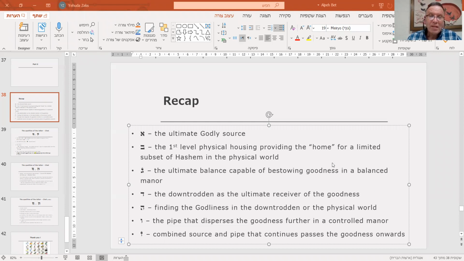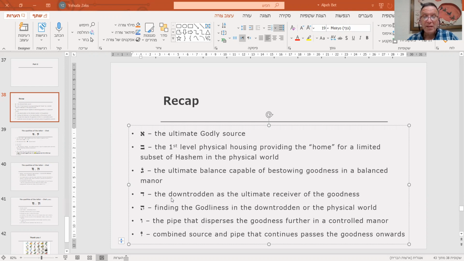So what we said is that the Aleph, Bet, and Gimel together are the ultimate givers. The Aleph is the ultimate giver, representing Hashem, representing God. The Bet provides some sort of housing, some sort of basis that godliness can exist in this world. And these two opposites reach their balance with the Gimel, and this balance allows the ultimate giving to the creations.